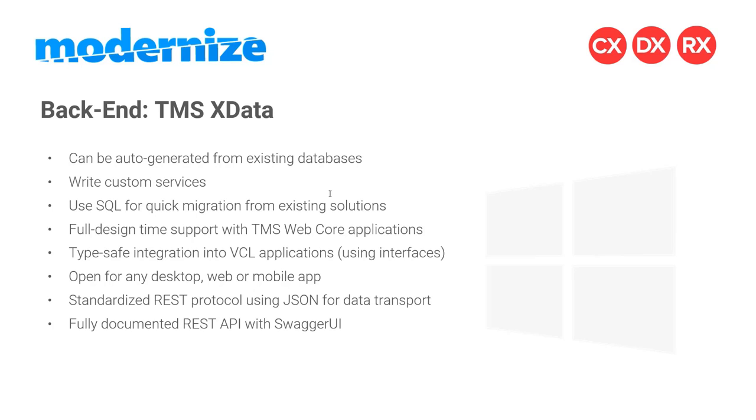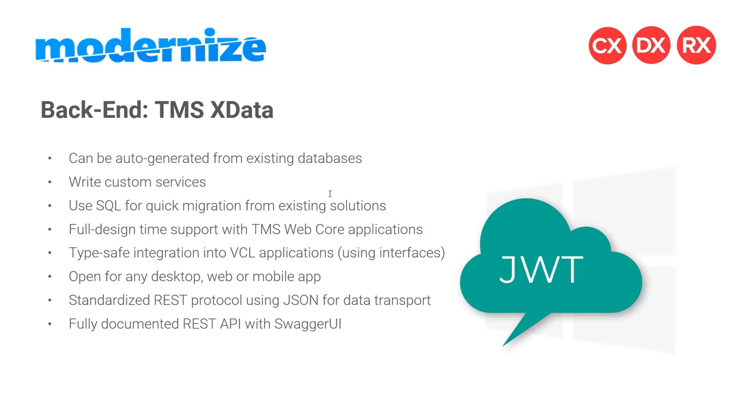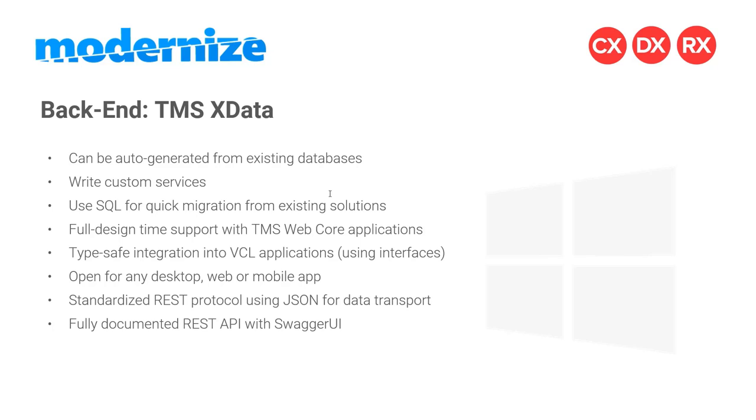Of course, all the bells and whistles are included. You have compression, you have JWS for authentication. Everything is possible, extendable, so you can go from a very simple XData server that you use internally for your company, but you can build huge APIs that you offer to other customers with user authentication, authorization, and all that stuff.